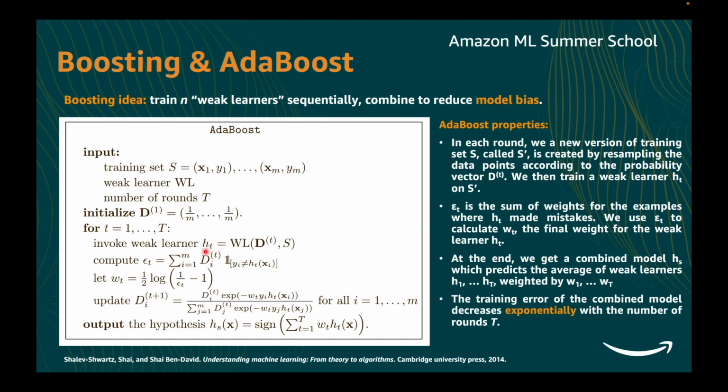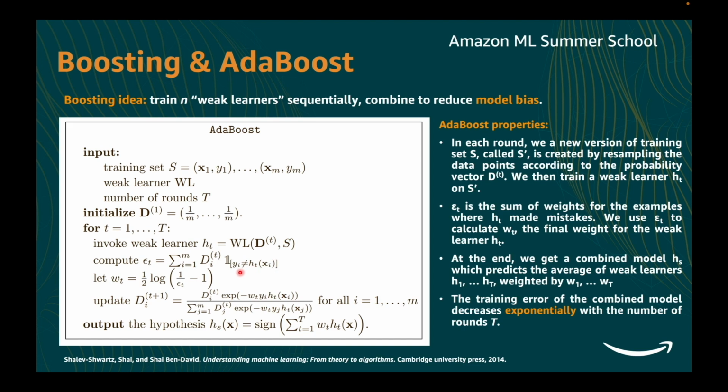Now h of t is a model which has some accuracy. It's trained on a resampled version of the training data. It has some accuracy, right? So you compute epsilon t, which is the weighted sum of all the errors made on the training data by this model.